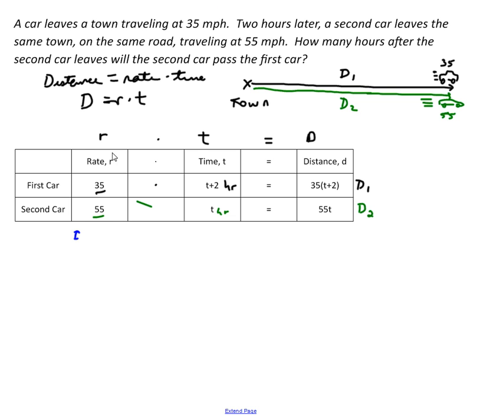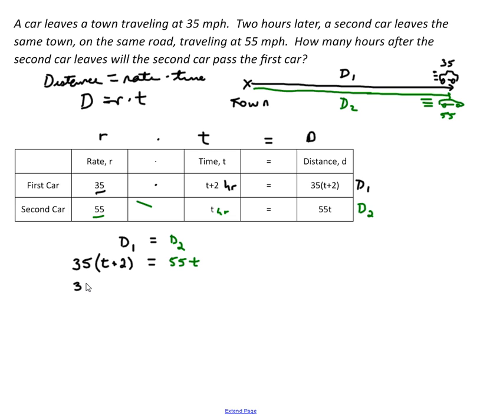Distance 1 equals distance 2, which is to say that the car traveling number 1, that's 35 at t and 2 more hours, will be equivalent to our second car traveling at 55 miles per hour for just t hours, less time than the first car. All right, well, now we've got a nice equation to solve, so let's work this one through.